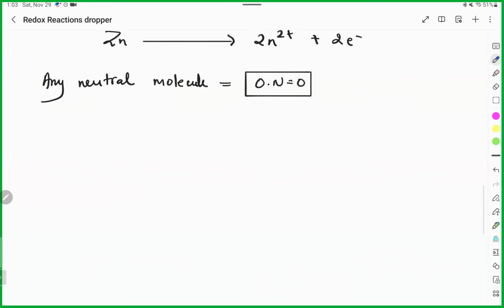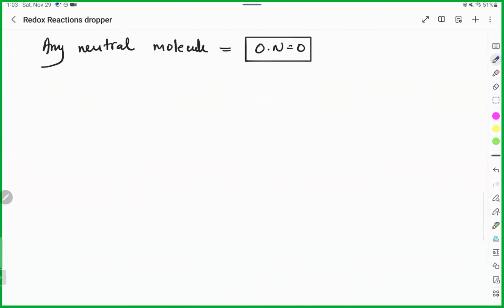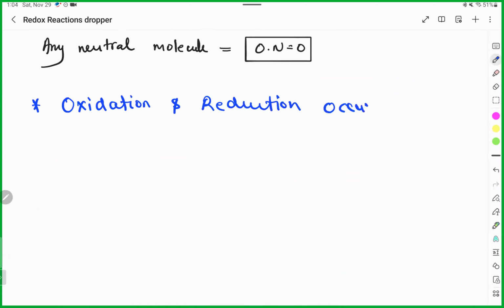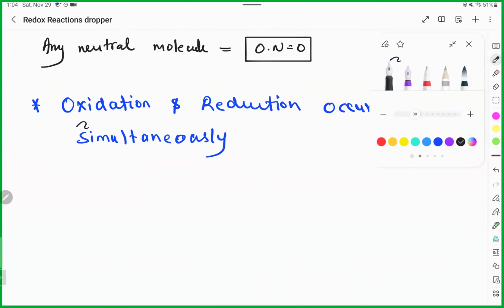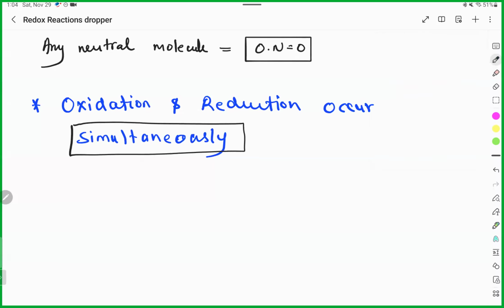See, when I said oxidation is the loss of electron, you are losing electron. Someone is gaining. That's why you will always see oxidation and reduction occur simultaneously. What is the meaning of simultaneously? Together. They occur together. It means if you are a donor, you donate money to someone. There should be some gainer. Only then you can donate.